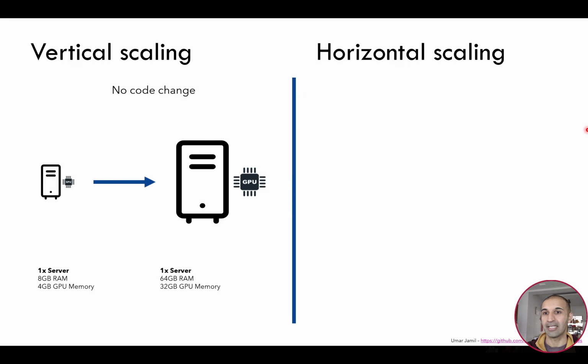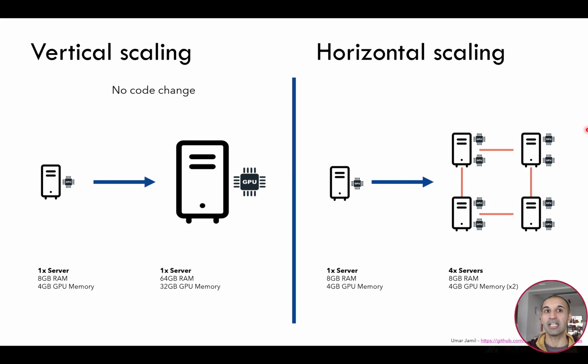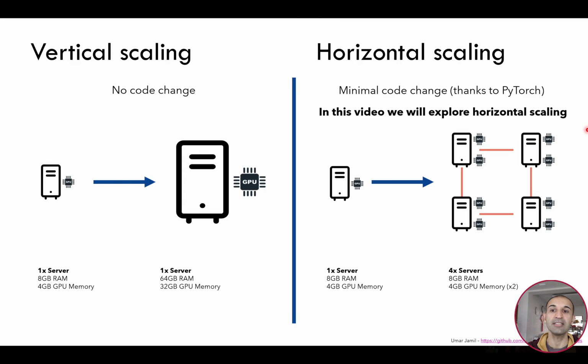With horizontal scaling, we go from a single machine to multiple machines, each one interconnected with each other, communicating for this parallelization training. And each machine may have one or multiple GPUs. And this requires code change, but this code change is minimal thanks to PyTorch and its implementation of the distributed data parallel. And in this video, we will explore horizontal scaling.